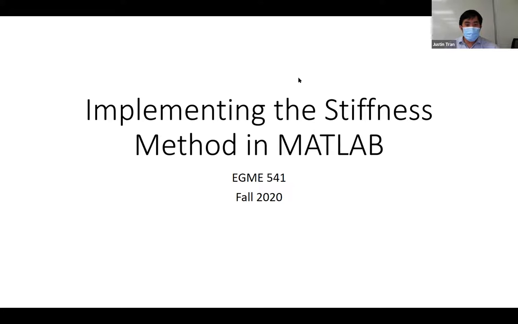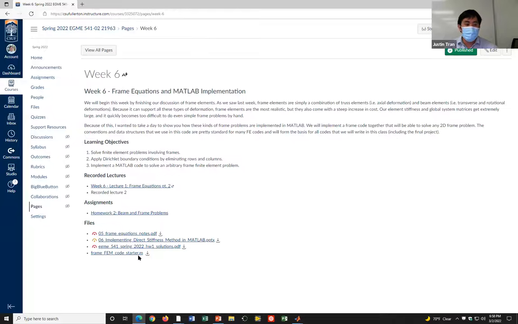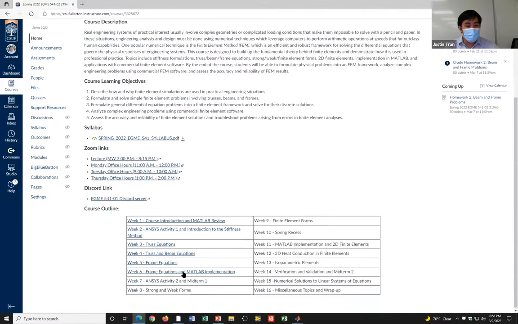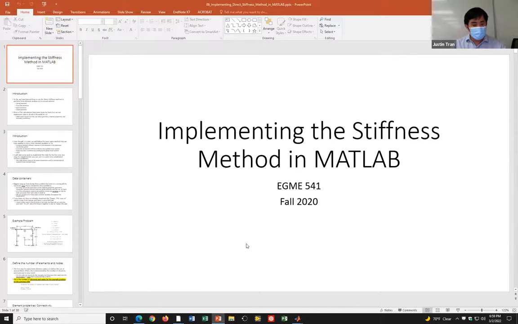So for those of you who are just joining us on Zoom, I know we have a couple minutes till class starts, but today is meant to be kind of an interactive MATLAB day. I've uploaded a starter code onto Canvas. If you go to our week six page on Canvas, you'll see at the bottom there's a file called frame FEM code starter. If you can download that and open it up in MATLAB, you'll see that there's a lot of code there that we're going to fill in. We're going to spend today going over the logic behind the code and filling in the parts. If you can start up MATLAB on your computer and open up the code, you'll be ready to go once we get to it. We'll get started in about a minute.